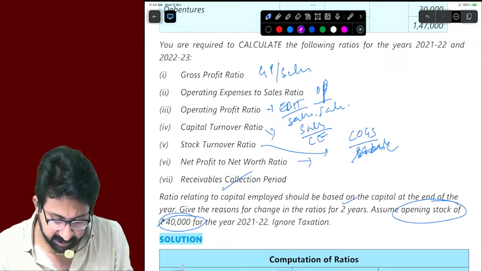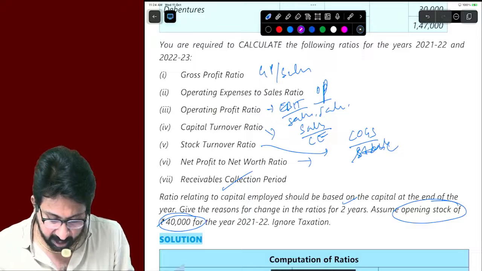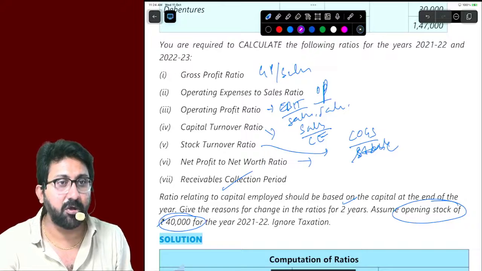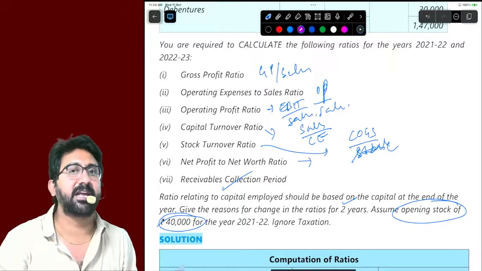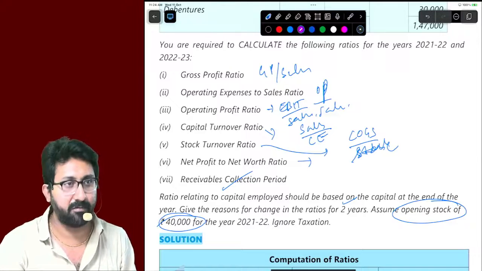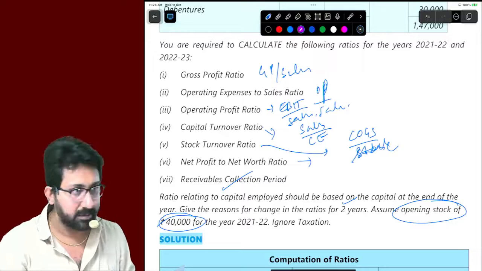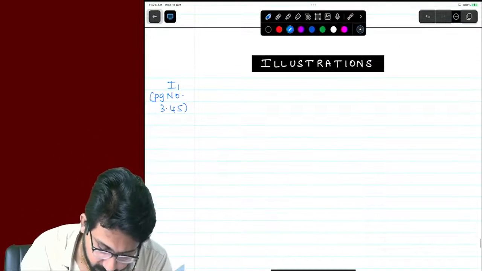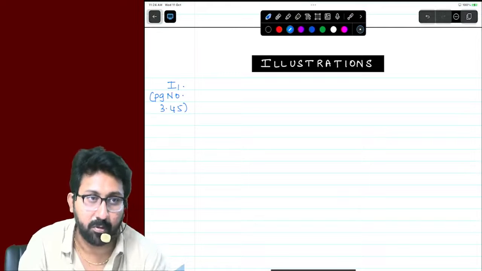Give the reasons for the change in the ratios in 2 years. Assume opening stock of 40,000 for the year 21-22. Ignore taxation. So in this question, is taxation involved or not involved? Not involved. Shall we start doing the answer? Yes. Let's do together. Keep the heading. Illustration number 1.